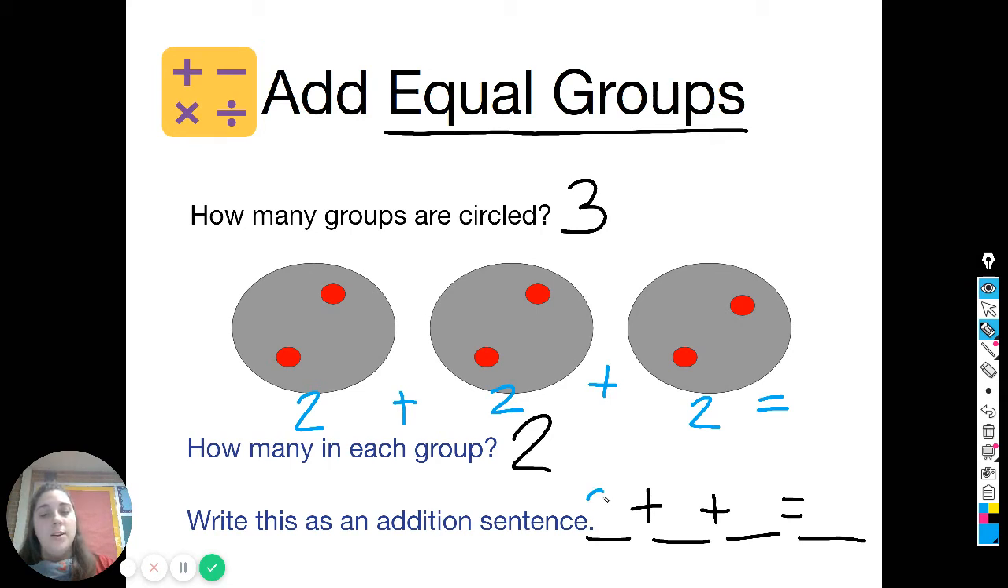So down here, our equation is 2 plus 2 plus 2 equals, well, I am going to practice one of our vocabulary terms, which is skip counting. I'm going to skip count. 2, 4, 6. So 2 plus 2 plus 2 equals 6. And that is our addition sentence.